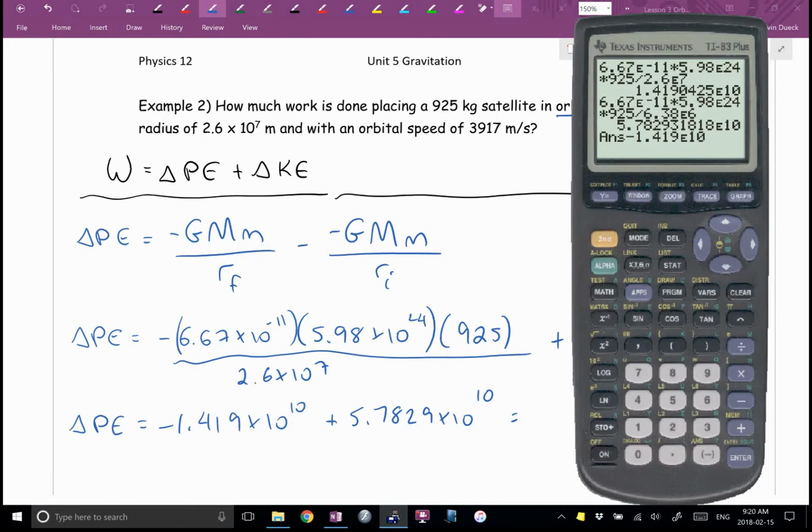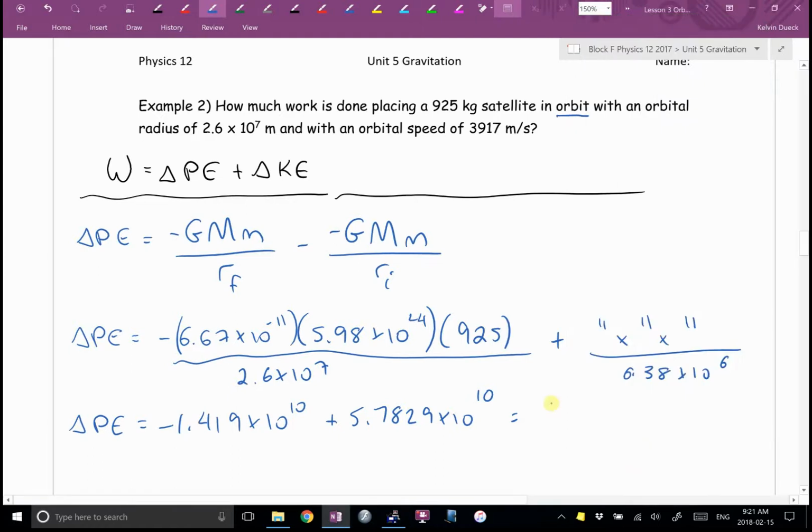How much work does it take just to get the rocket to the correct height or radius? How much work am I doing just in changing the potential energy? Do you get 4.3639 times 10 to the 10th? Or am I wrong? If I'm wrong, let me know, because it's easy to make typos here. Yeah? 4.3639? Bang on. Sharon, that's the change in potential. Put a box around it because we're going to want to find it later.